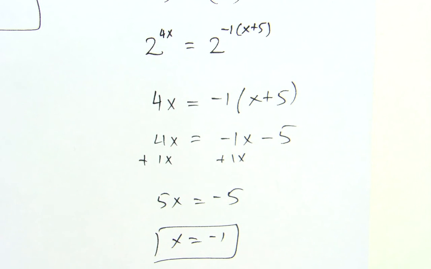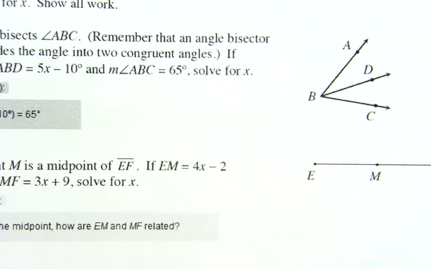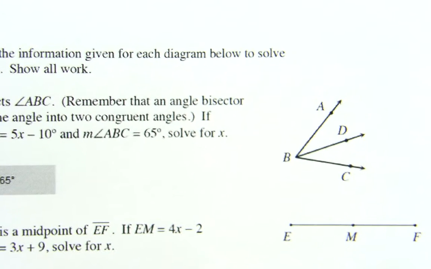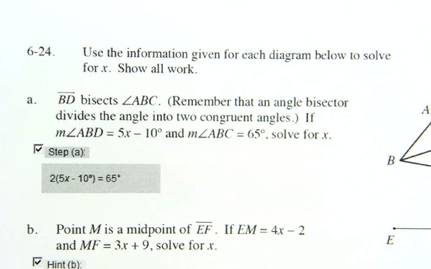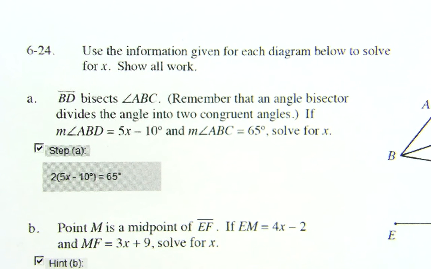Okay, all right, there we go. That's 20, and I want to get to 24 because that's the doozy one. All right, 24. Okay, first part. It says that BD bisects angle ABC. Use the given information from the diagram below to solve for x. Show all your work. BD bisects ABC, and then remember that an angle bisector divides the angle into two congruent angles. If ABD is 5x minus 10 and ABC is 65, solve for x.